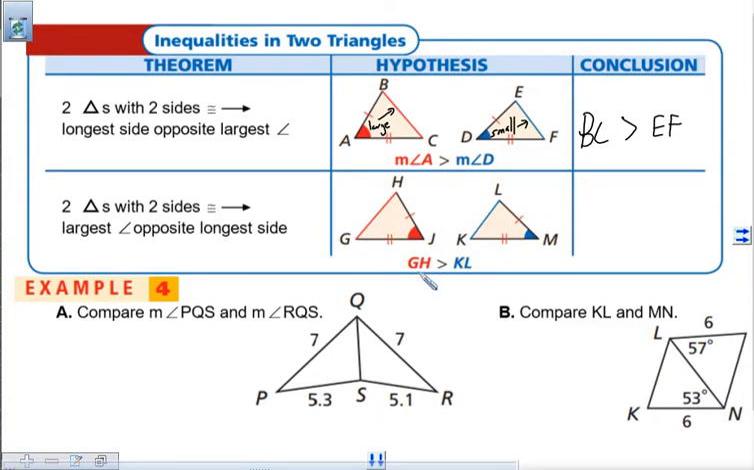Our next one says that the length of GH is greater than the length of KL. So that means that the angle that's across from GH, which is angle J, is greater than the measure of the angle that's across from KL, which is angle M. So angle J's measure is greater than the measure of angle M.